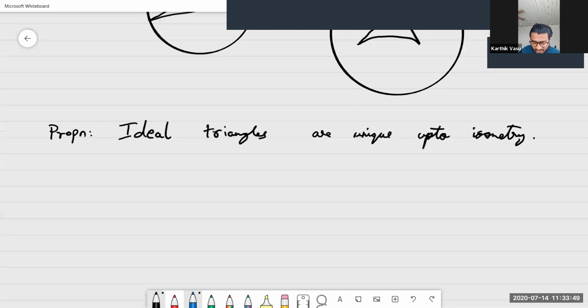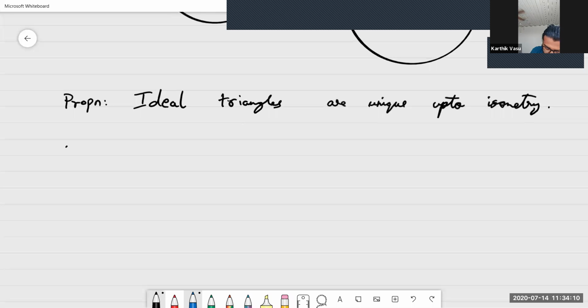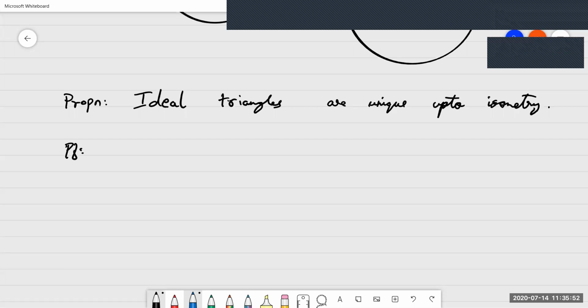So now I claim that these ideal triangles which I defined, they are unique up to isometry. That is, if you give any two ideal triangles, I can find an isometry taking one to the other. Okay, so the proof goes like this.